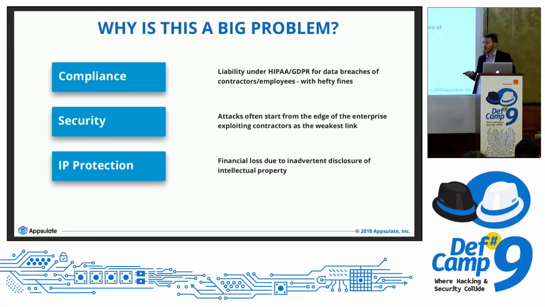And last but not least, IP protection. Intellectual property is at risk when companies' data can be disclosed inadvertently, accidentally or intentionally, when somebody is willing to steal data from SaaS applications.